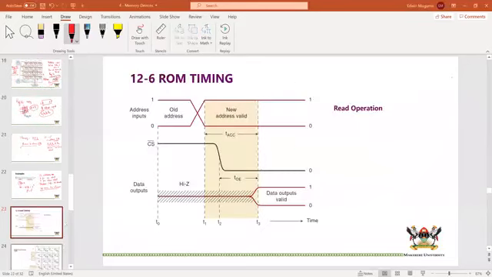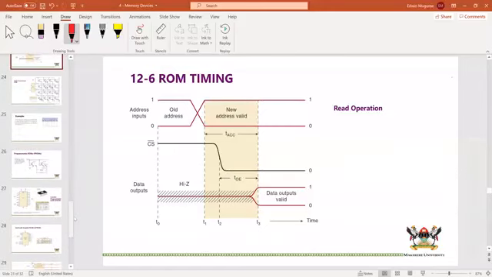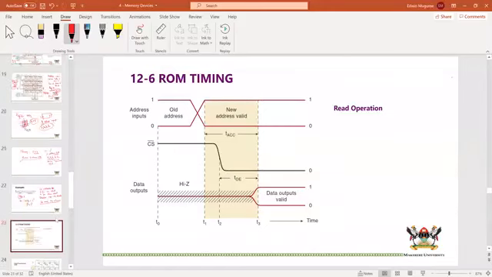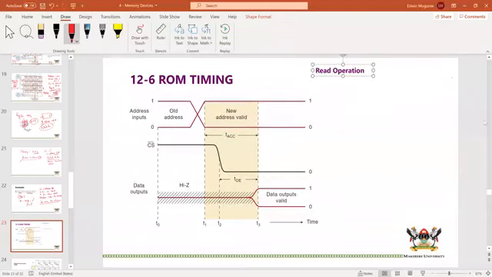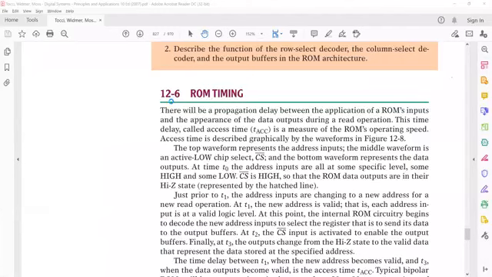Now, finally, as we end this lecture, let us look at ROM timing. ROM timing, once again, with ROM, we are only reading. So the timing is on the read. Now we are looking at a time T0 when we have some type of address. At a certain time, just hang on a bit.